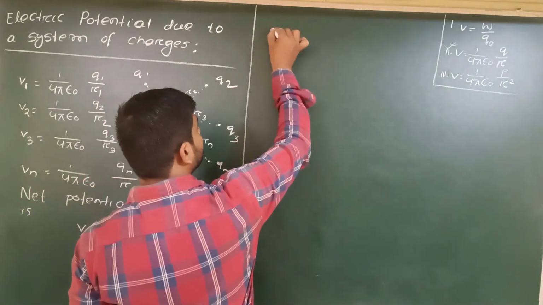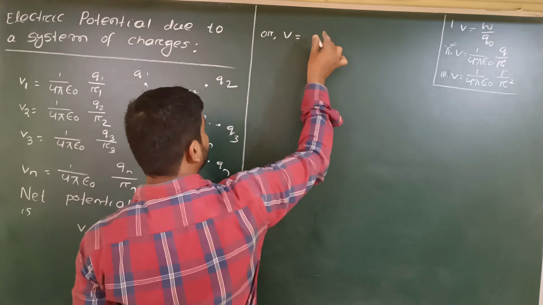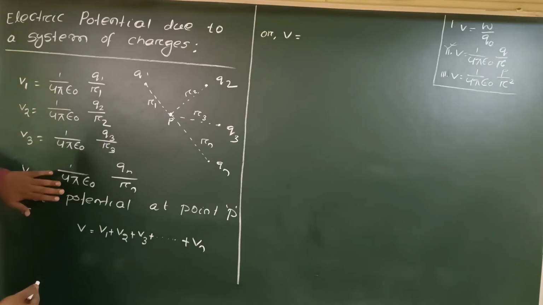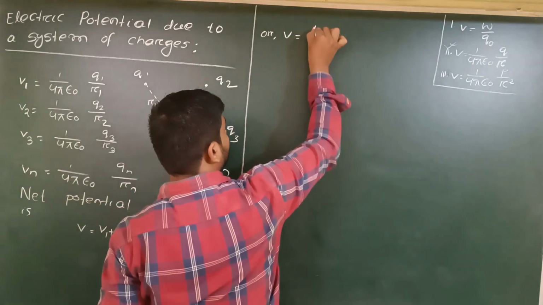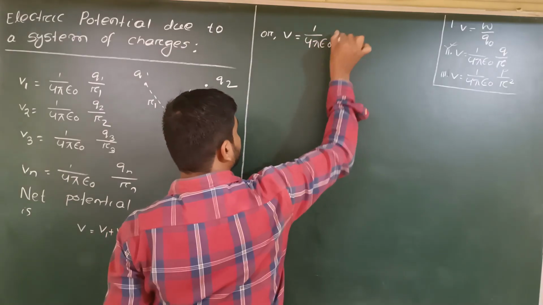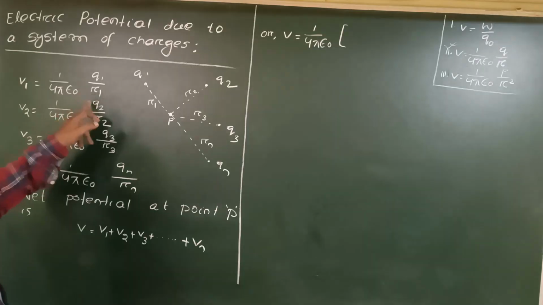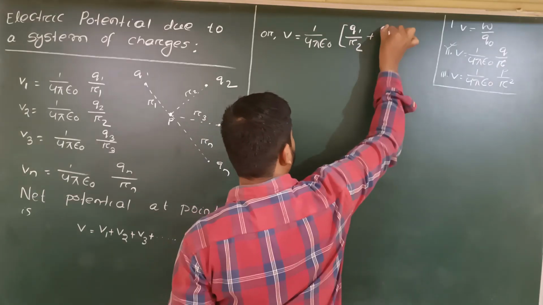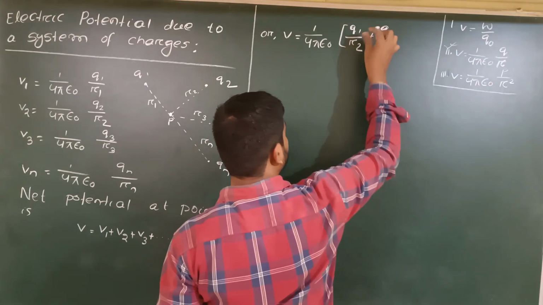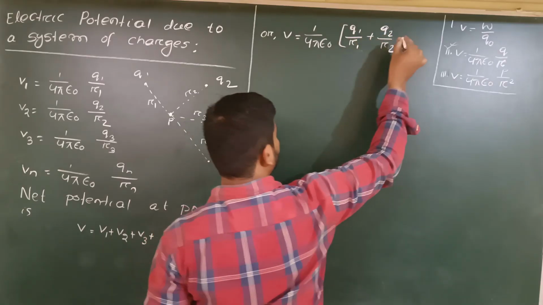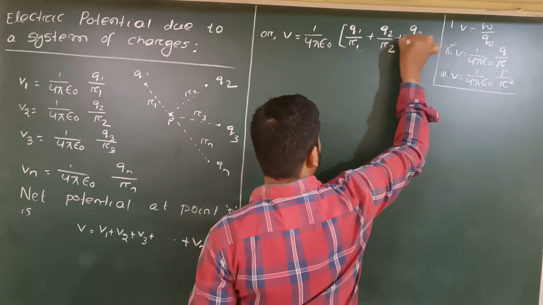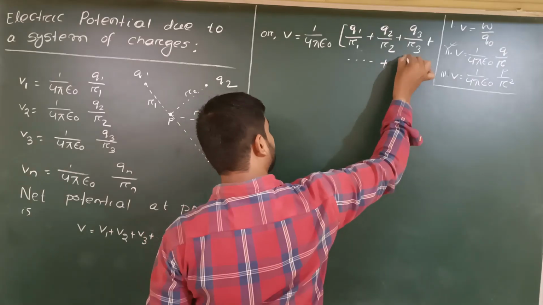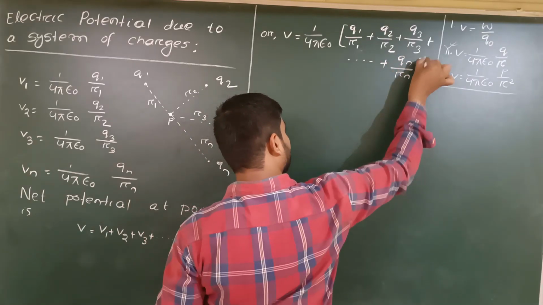So, what did we get here? Let's see here. V is our, let's see. Here we have to take common 1 upon 4 pi epsilon naught. So 1 upon 4 pi epsilon naught will be common. Then for V1 it will be Q1 by R1, for V2 it will be Q2 by R2, sorry, these are R1. Then for V3 it will be Q3 by R3 plus. Similarly, for Vn it will be Qn upon Rn.